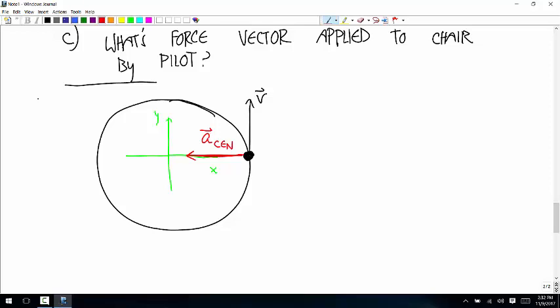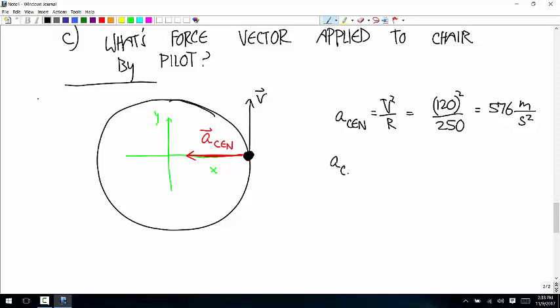And we can also calculate the components of the centripetal acceleration. The magnitude is equal to v squared over r. So that's 120 meters per second squared divided by the radius of 250. And that's 57.6 meters per second squared. That's pointing in the negative x direction in this case.